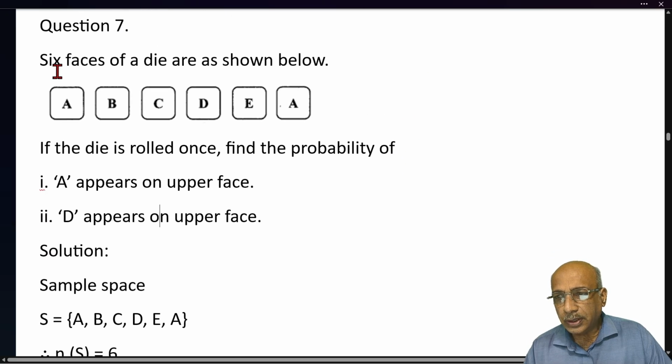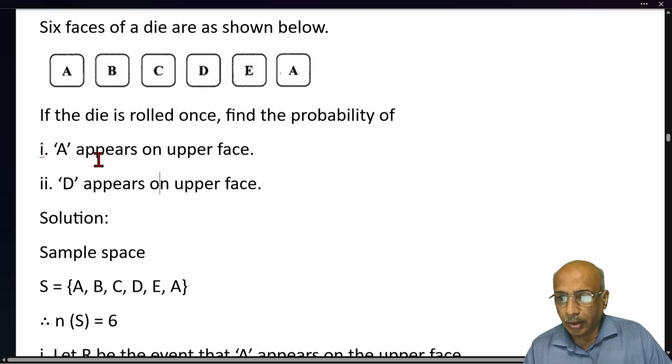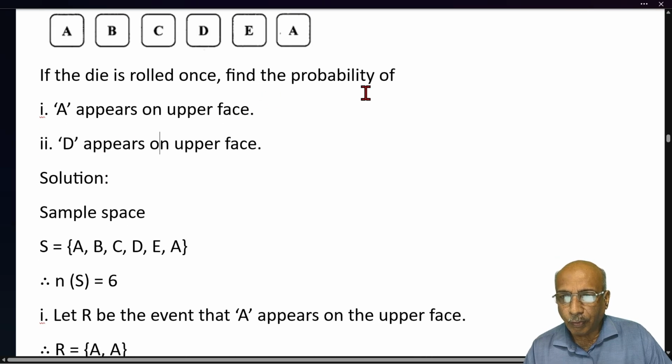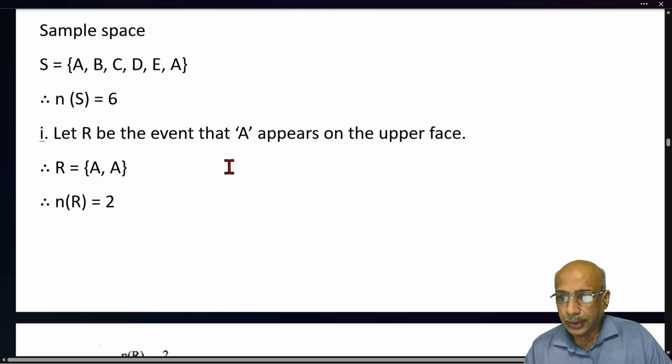Next problem. 6 faces of a die are shown below. Here numbers are not given, 1, 2, 3, 4. Here A, B, C, D, E and the sixth one is again A. If the die is rolled once, find the probability that A appears on the upper face, and that D appears on the upper face. Sample space S equals A, B, C, D, E and A.